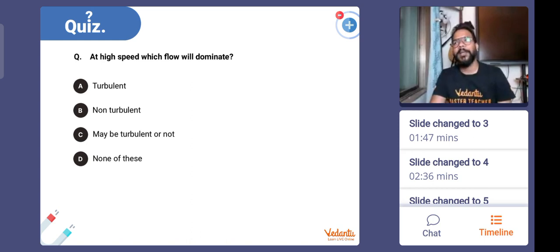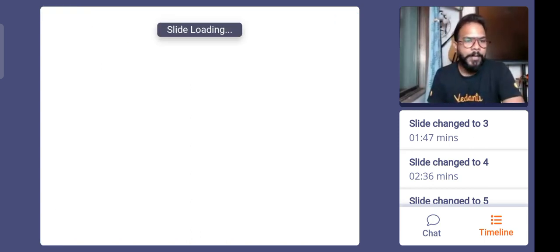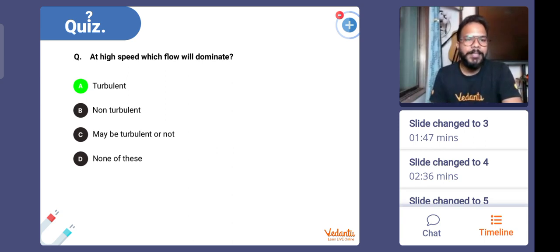Good. Yes. When the speed of the fluid becomes very high, the chances of it getting into the turbulent zone of flow are obviously very high. That is where the intermixing of the layers is possible. So this was more of a common sense and trivial question.